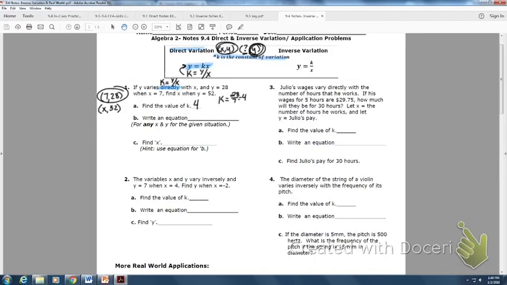Whenever you're asked to write an equation for these, they're asking for that form, or that form if we're doing inverse. Okay, so if k is 4, the equation they're wanting is y equals 4x. And then to find x now, whenever y is 52, I'm going to put 52 in for y. So 52 equals 4 times x. And then 52 divided by 4 is what is going to give me the x value, which on this would be 13.